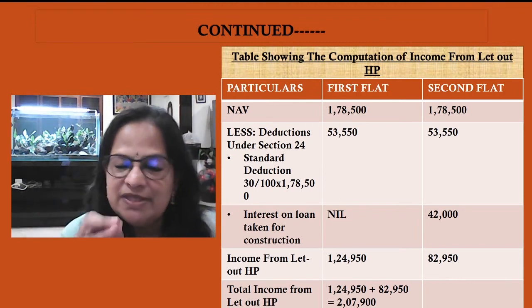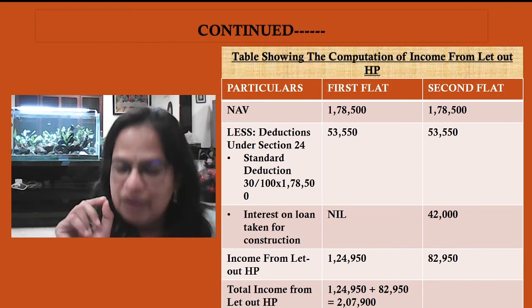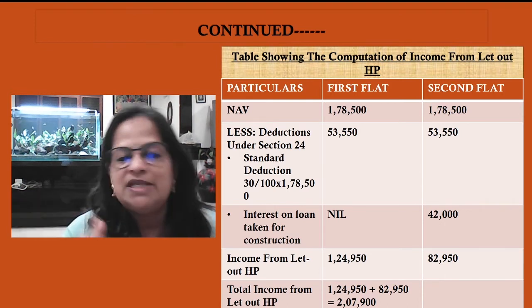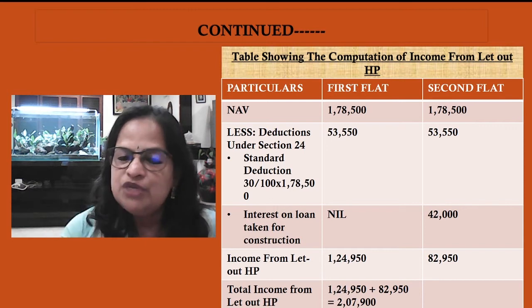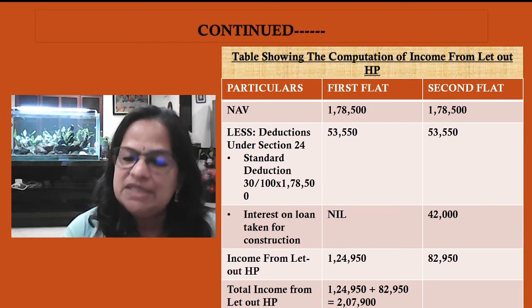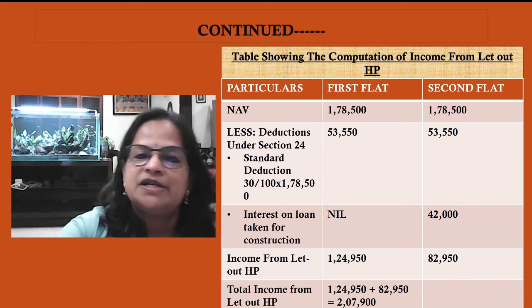That is, the conservancy tax can be deducted along with municipal tax from the annual rental value to get the net annual value. So the total income from house property is 1,24,950 plus 82,950, which is 2,07,900.